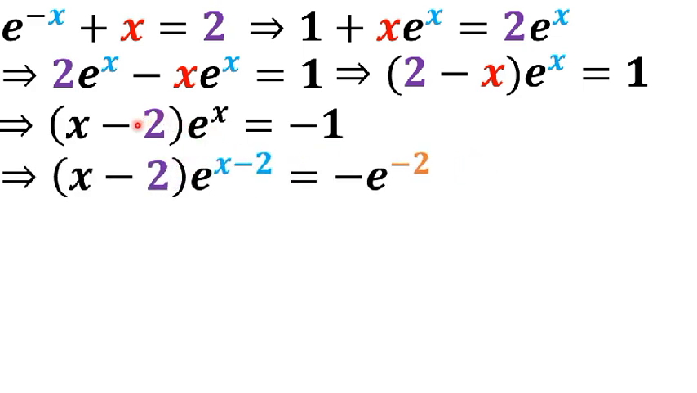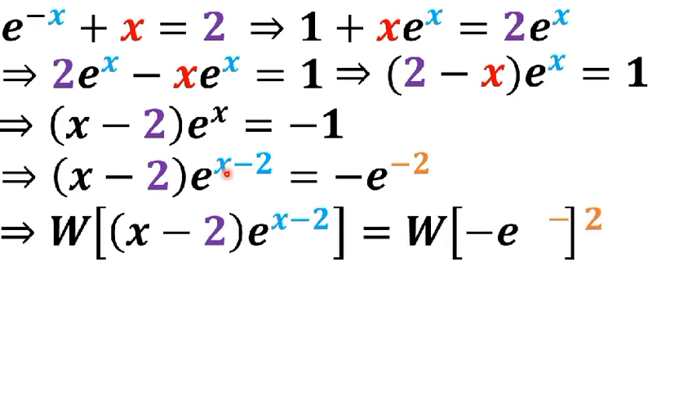So if we do that now, indices comes in to tell us that the powers are going to add up. So we have x minus 2 into e raised to the power x minus 2, which is equal to negative e raised to the power -2. Great, guys. At this point now, we have x minus 2, x minus 2. We can use now the Lambert W function.